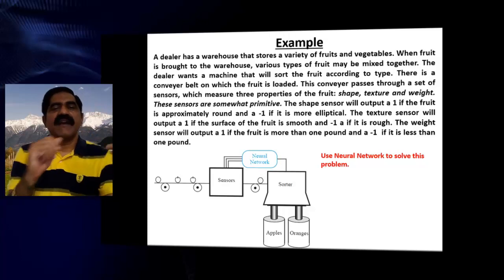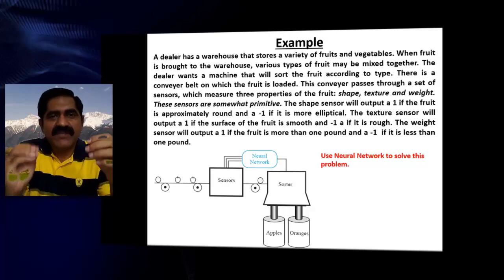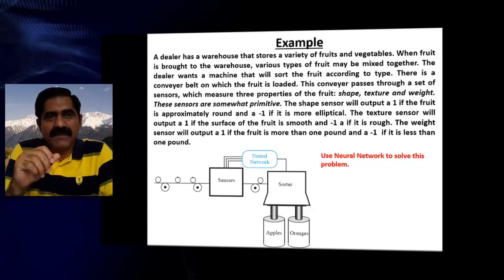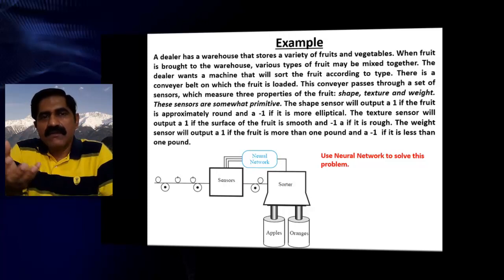Now, to better understand, I am going to explain with one example. If you take this example, we have one warehouse. It stores fruits. So when fruits are brought from outside, you have to keep them in various locations based on the fruit. Suppose you take two fruits as an example. So how do you work out this scenario? Suppose you take apple and orange.